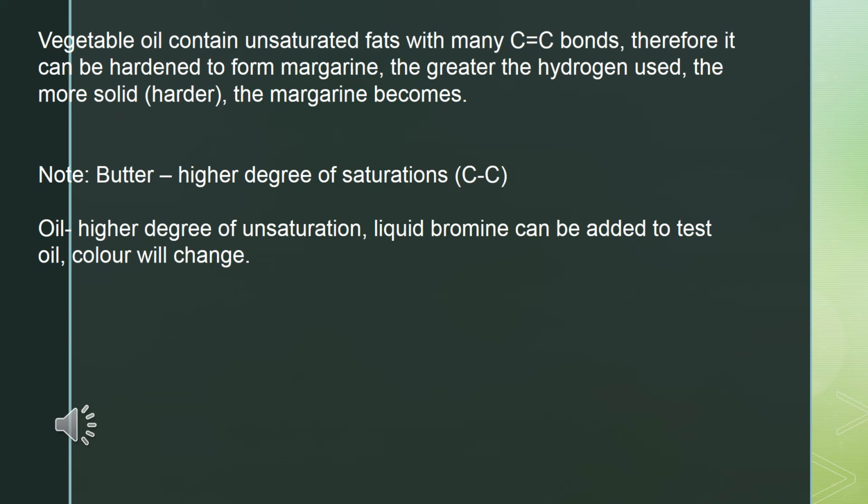Whereas if we talk about liquid oil, there is a high degree of unsaturation, and liquid bromine can be added to test the oil. Whether the color changes or not will tell us about the presence of carbon-carbon double bonds or carbon-carbon single bonds.